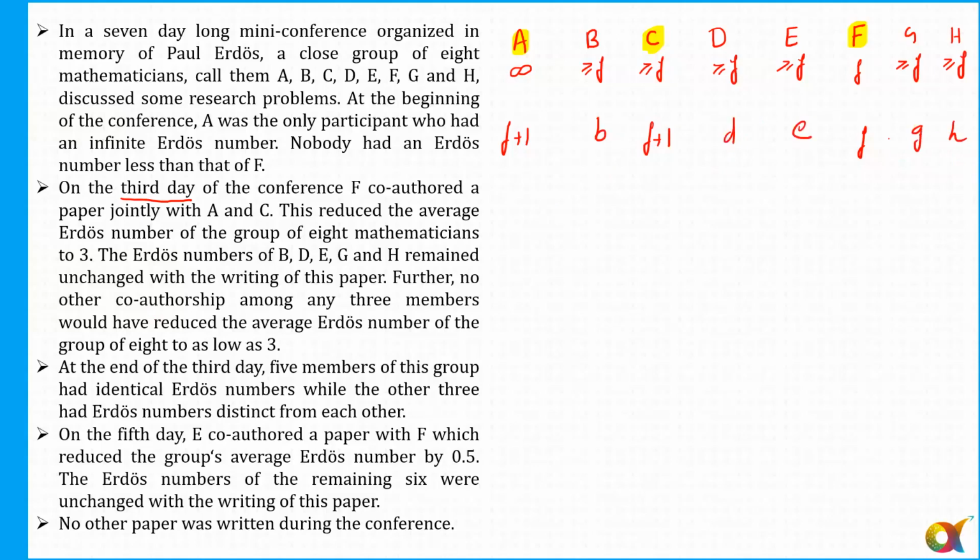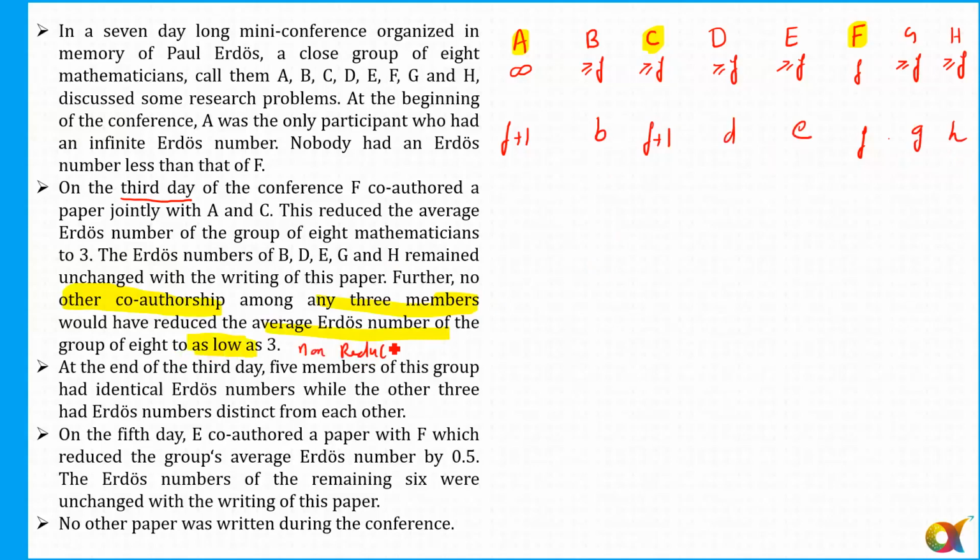Further, no other co-authorship. Now this is important. No other co-authorship among any three members would have reduced the average Erdős number of the group of 8 to as low as 3. So, as low as 3, that is very important. What does as low as 3 mean? There is a maximum reduction. Yes or no? Because no other three persons; only when these three persons are working together is the average reduced to as low as 3. So there is a maximum reduction in the average.